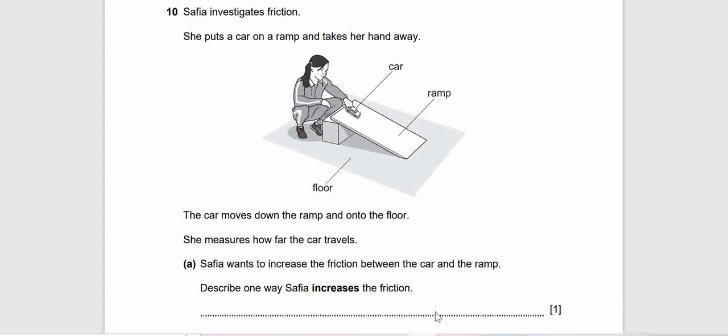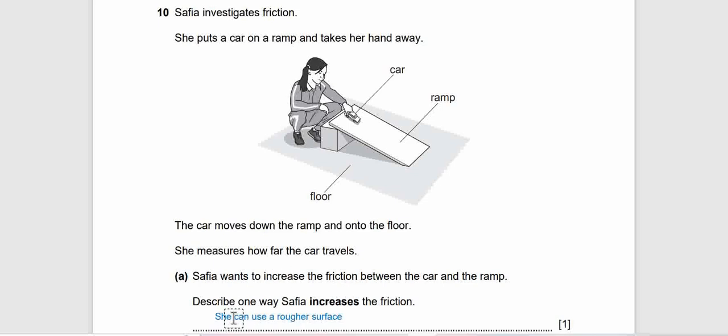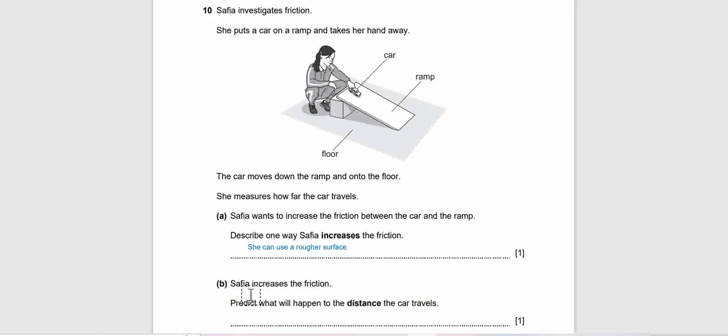All right, let's open up the answer, guys. So the answer is she can use a rougher surface to increase the friction. She can use a rougher surface.